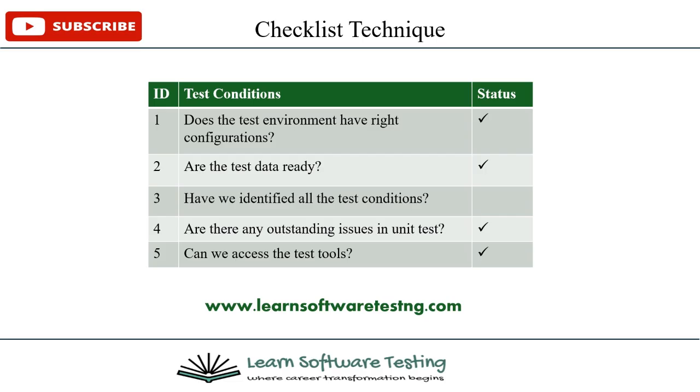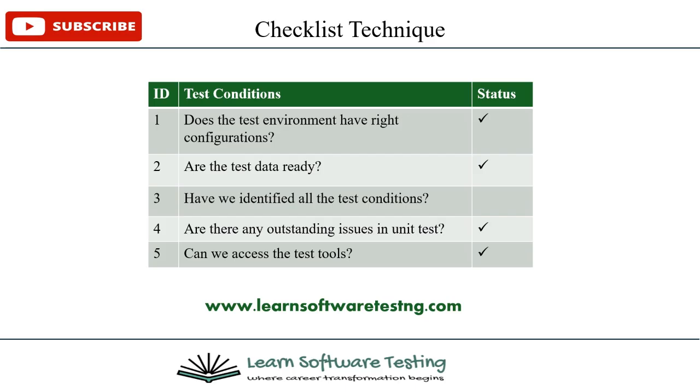So the first one, obviously, is to check if the test environments have been configured. If that is the case, a check is right there. It has a check next to it in the status column. The second condition is to check if we have the test data ready. As you're checking all these criteria or conditions, there will be other activities you're carrying out to ensure that each of these conditions has been satisfied.